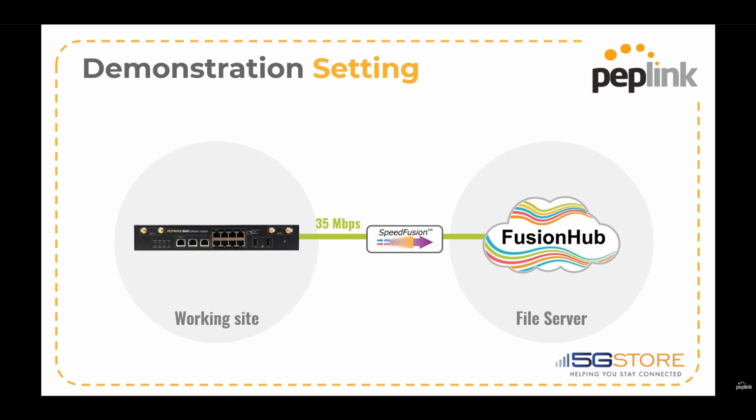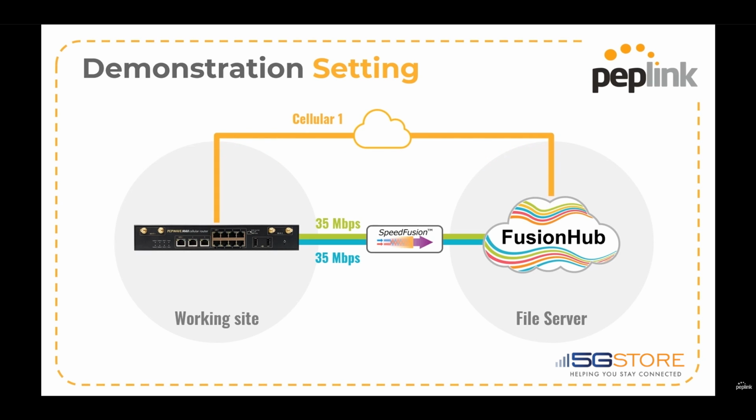Moving on from that, we'll add a second 35 meg connection to show how easy it is to bring bonding to the solution. Finally, we will add a cellular connection to the device. This will mean that the tunnel has to be connected to the Fusion hub via the firewall, and we will talk about the steps that are required to make that work.